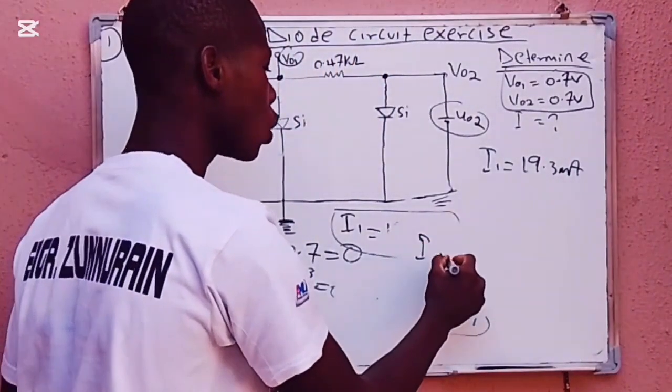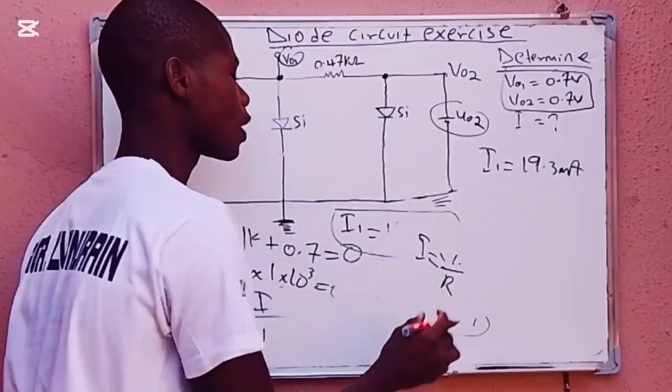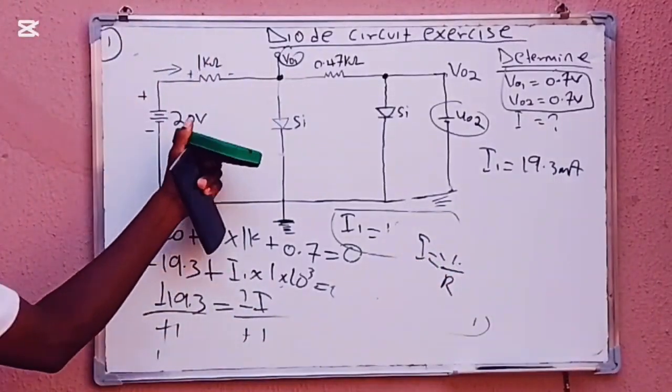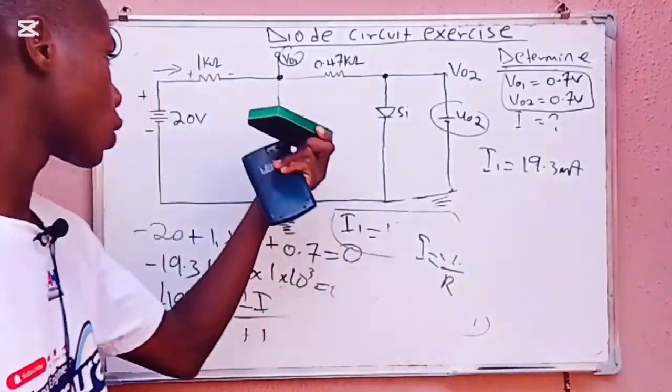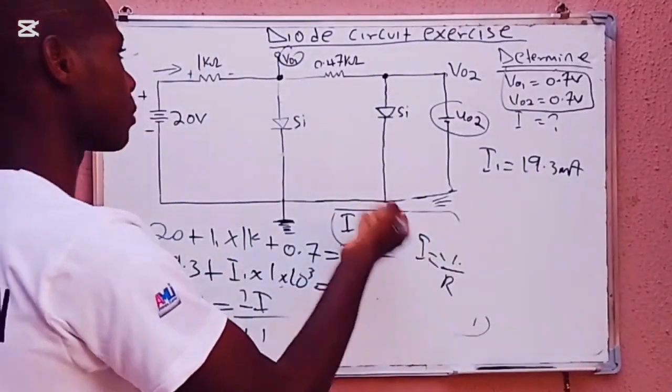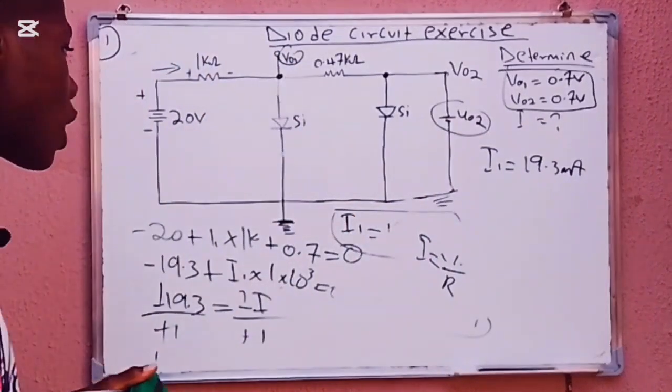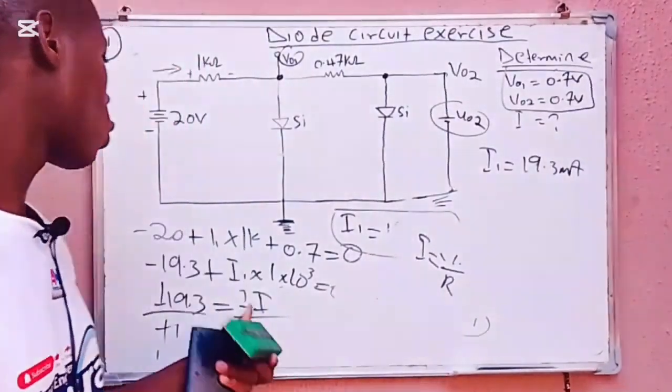So you can use two methods. Either you can use Ohm's law, which is V divided by R, so you use the voltage minus your diode voltage, which is the silicon, and divide by the resistance. Or you can use the KVL, which we did here.